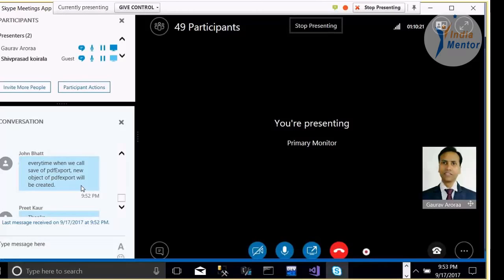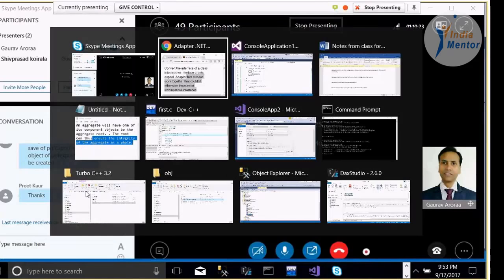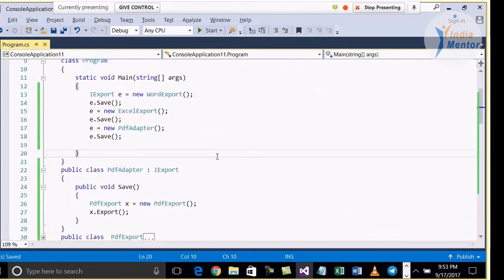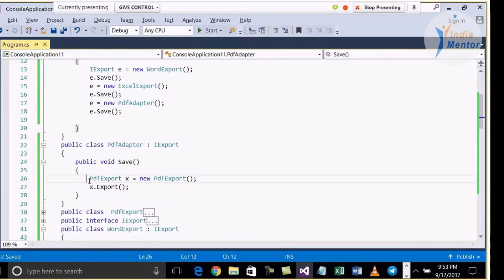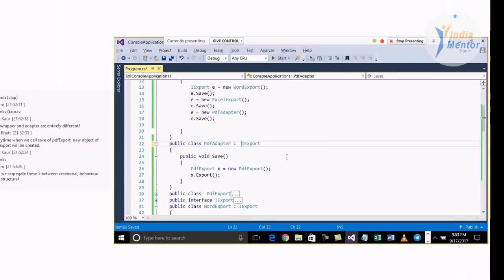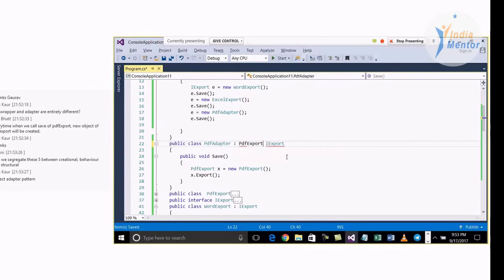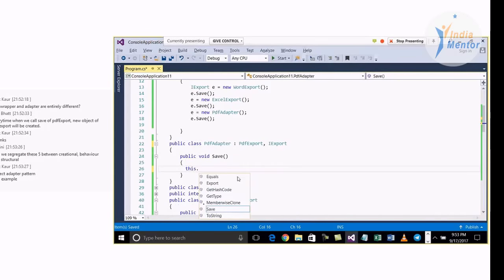And again, in this adapter pattern also, there are two flavors. I will not go into that, but still let me talk about it. This is the object adapter pattern, right? Sometimes you can use the inheritance adapter pattern or class adapter pattern. What you can do is something like this. You can say PDF export, and you can say this dot export. Now this is the class adapter pattern.